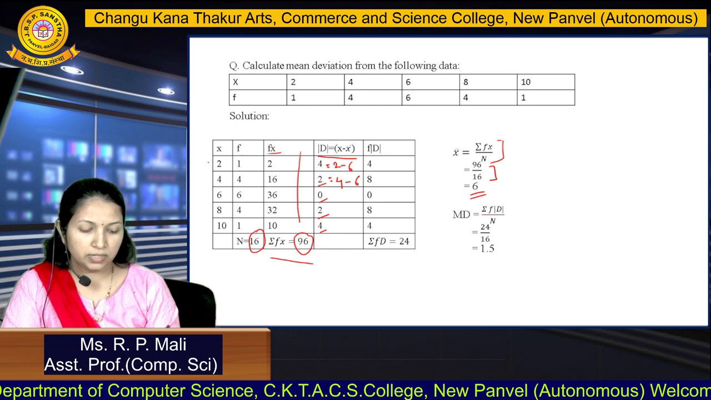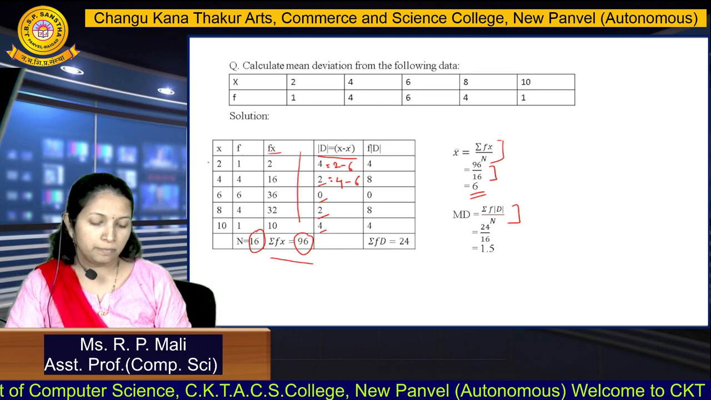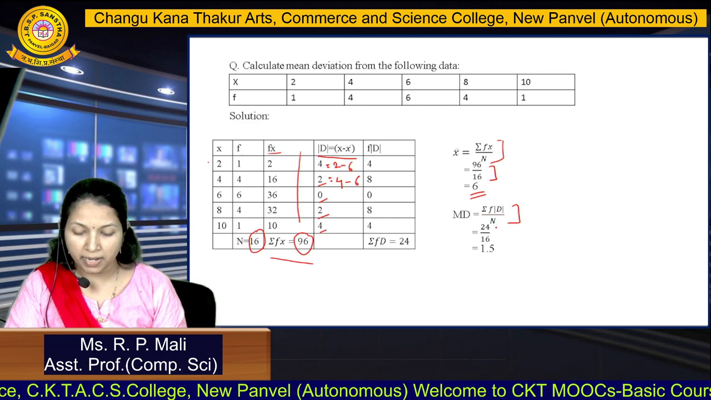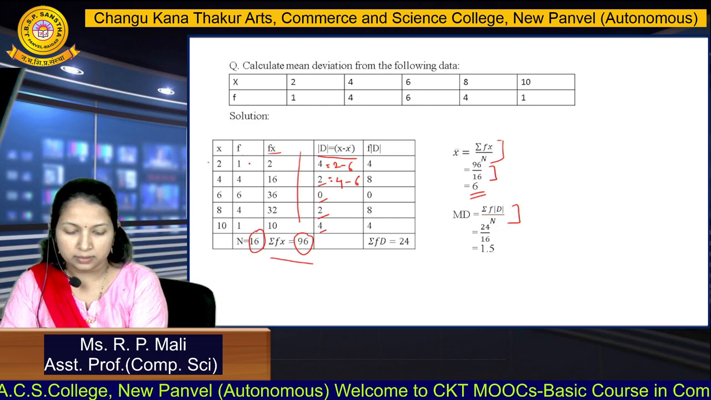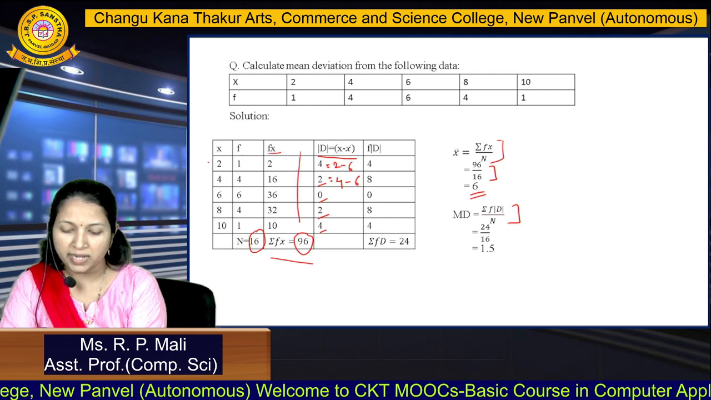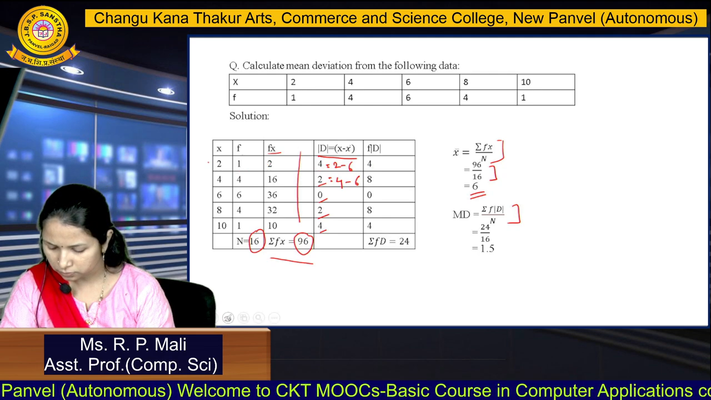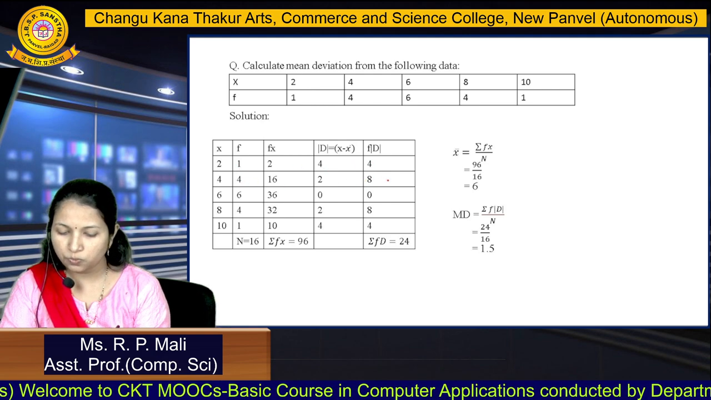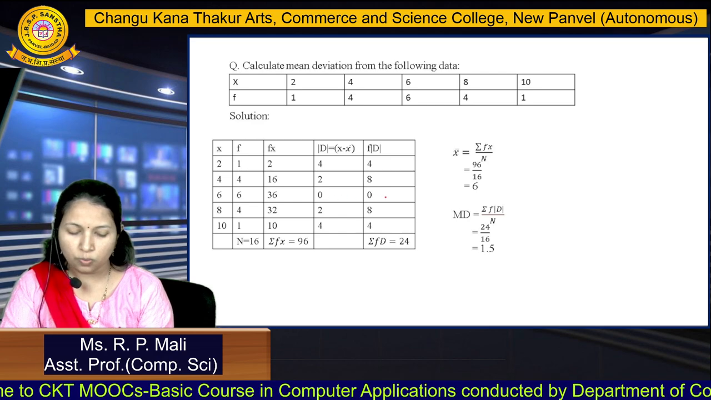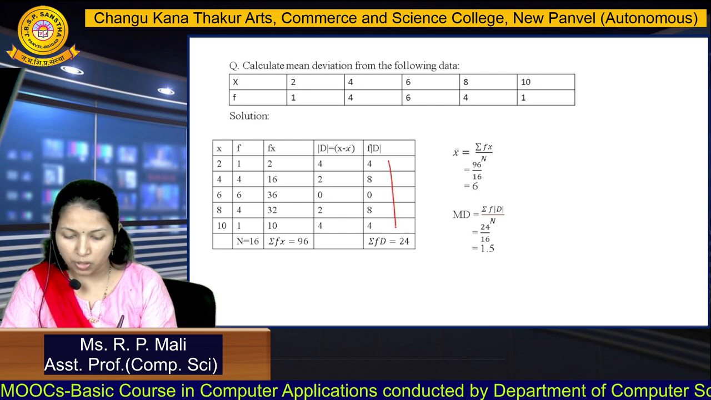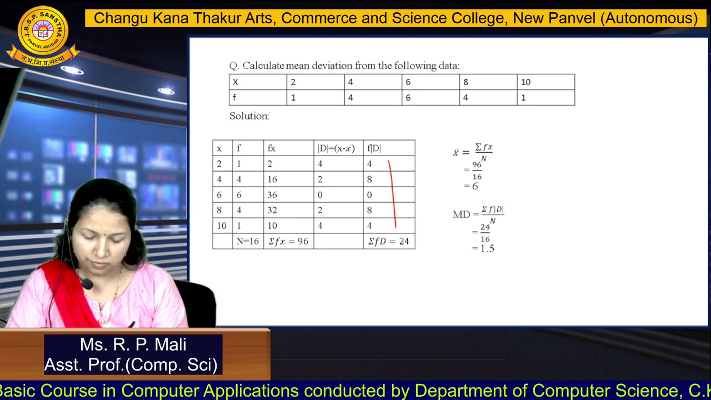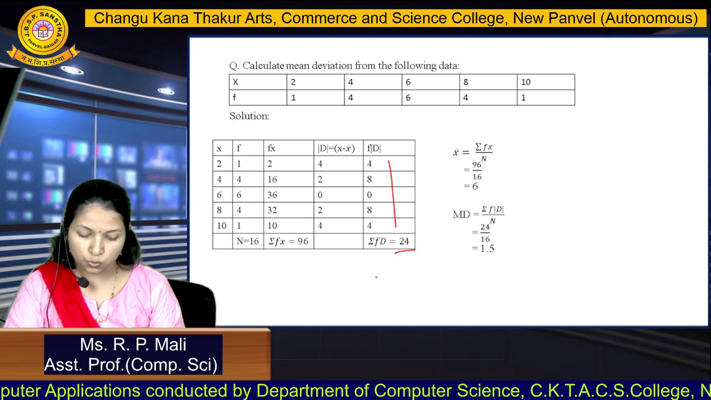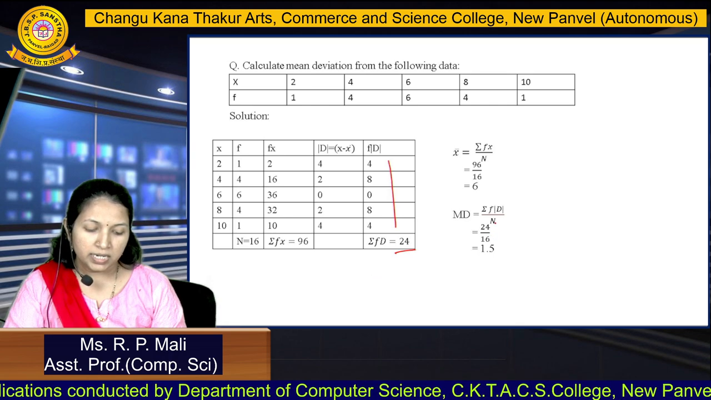Your deviation. After that, this is your formula for deviation. It says what? Summation of f into mod d divided by n. So, f is what? 1. Deviation is what? 4. So, 1 into 4. So, 1 into 4 is what? 4. 4 into 2 is what? 8. 6 into 0, what? 0. Likewise, you are going to find the product of f and the deviation. After finding out the product, you are going to find the summation. The summation is what? 24. So, 24 divided by n.